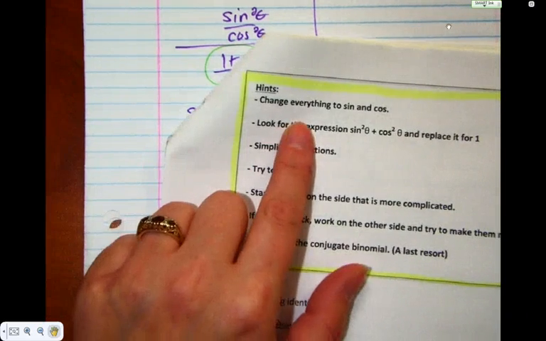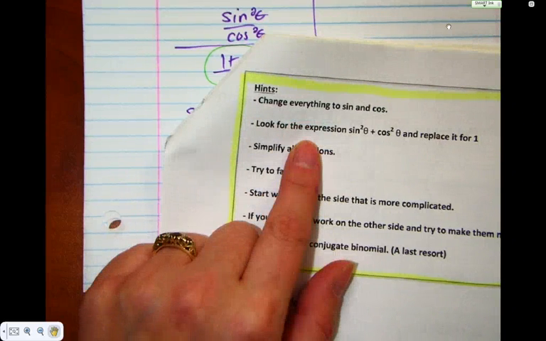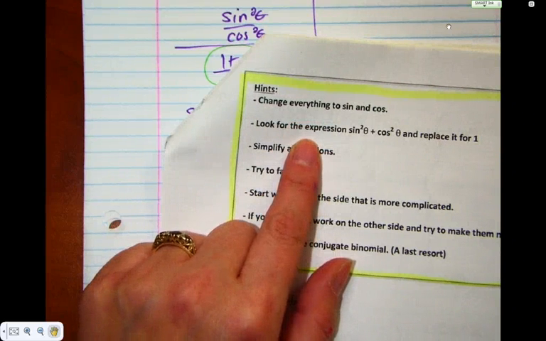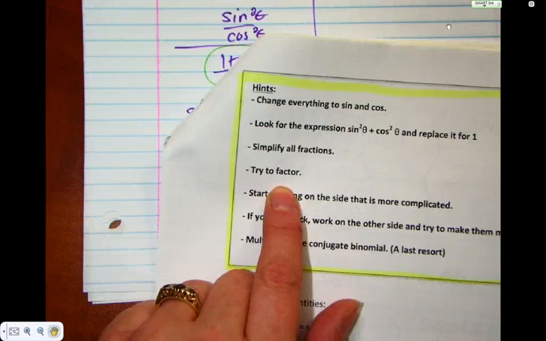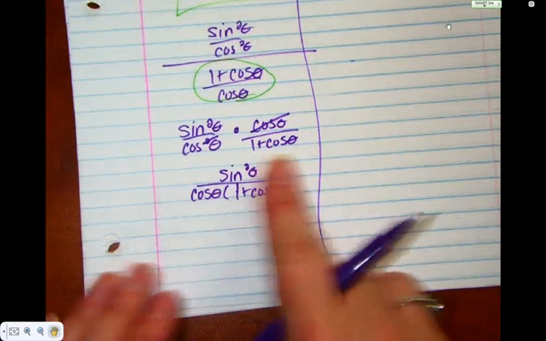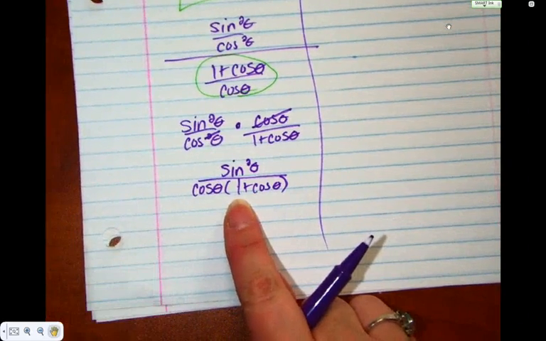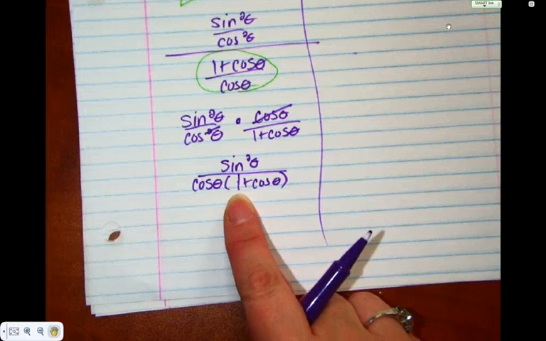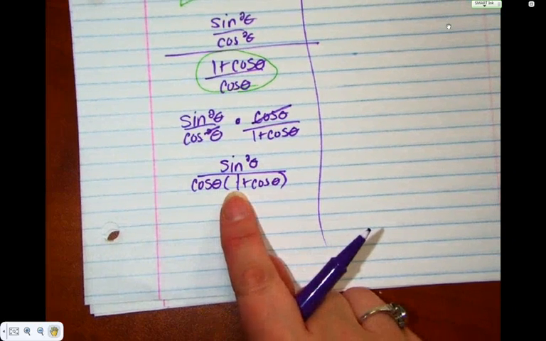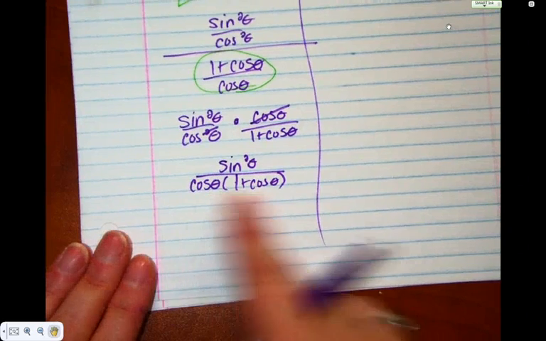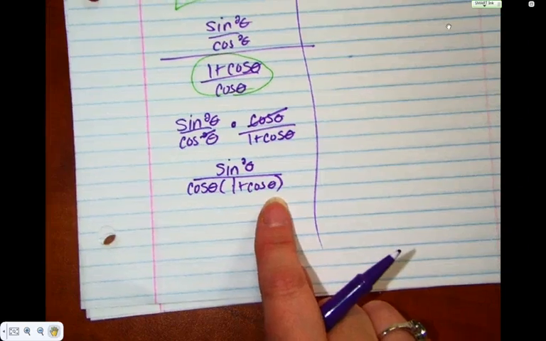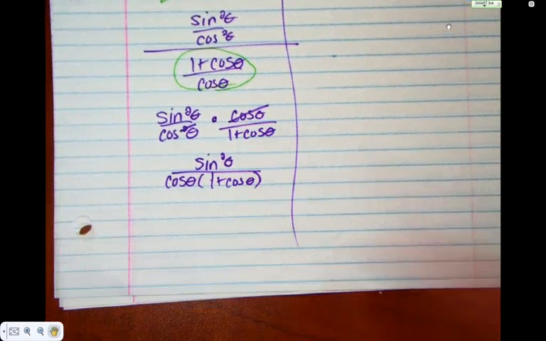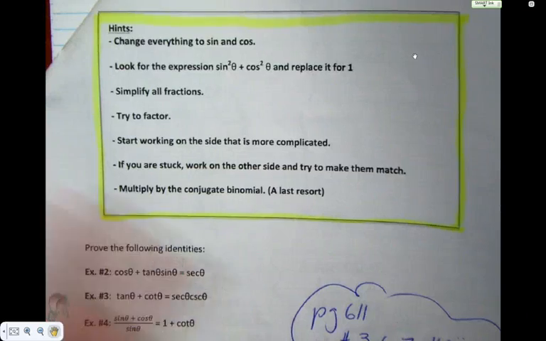So change everything to sine and cos. Check. Did we find any sine squareds plus cos squareds? No, I would have squealed, you would have heard me. Simplify all fractions. Well, that's what we just did. Try to factor. Okay, if I had multiplied out the bottom, I would have now had to turn around and factor it. So I would have had cos plus cos squared. I would have factored out a common factor. That's why I didn't multiply here, because one of our steps is factoring. So if you multiply, you're just going to turn around and factor it. So can't factor. Okay, work on this side is more complicated.